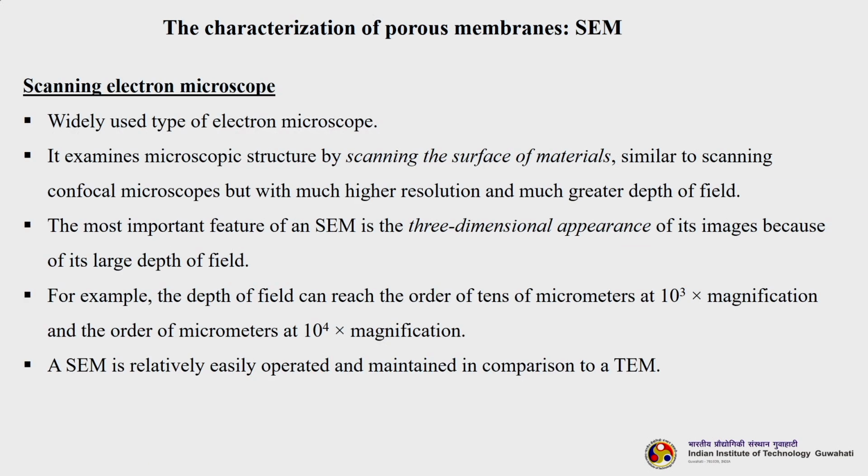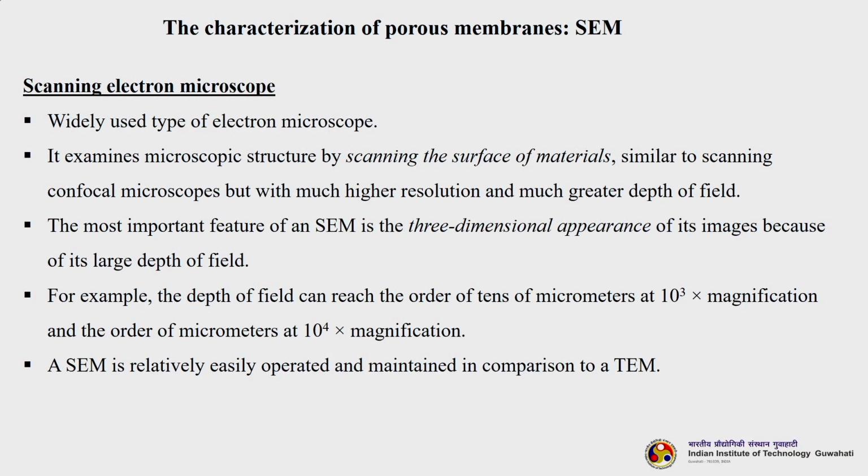Now, students, let us understand how the SEM works, what its principle of operation is, and what its different parts are. The scanning electron microscope is a widely used type of electron microscope. It examines microscopic structure by scanning the surface of the materials. Again, the difference between SEM and TEM is that in TEM the electrons are transmitted across the sample, whereas in SEM the electrons are not transmitted, rather they scan the surface of the material. So, it is the surface that is getting characterized.